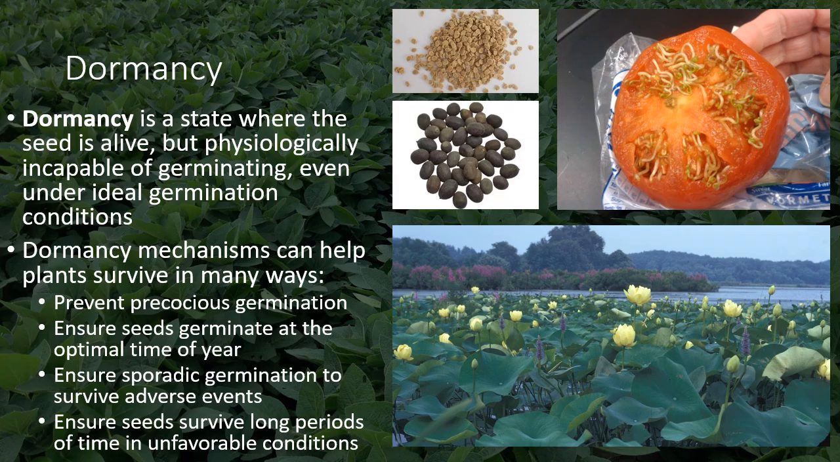Dormancy can also ensure sporadic germination to survive adverse events or to help seeds survive long periods of time in unfavorable conditions. This plant at the bottom is an American lotus, and we see again those large black seeds of the American lotus. It's this plant with the large leaves and the yellow flowers. American lotuses have a bit of an interesting history.